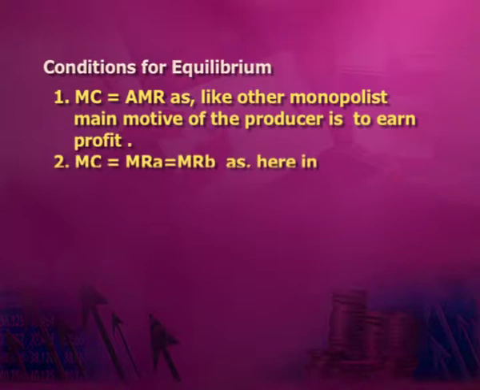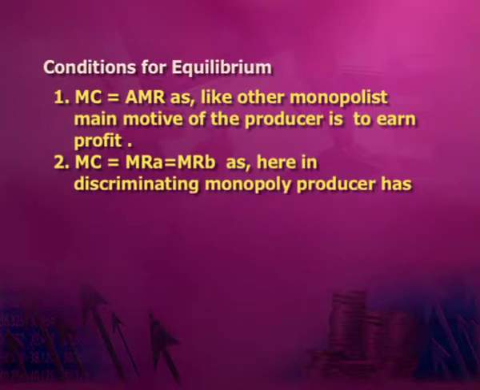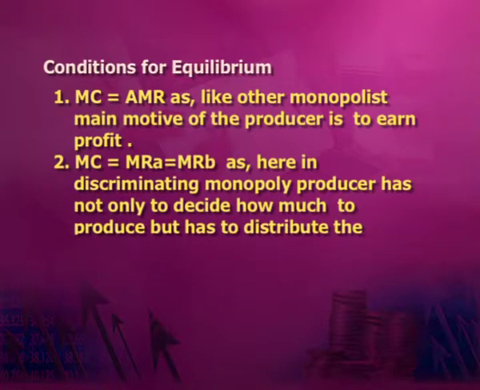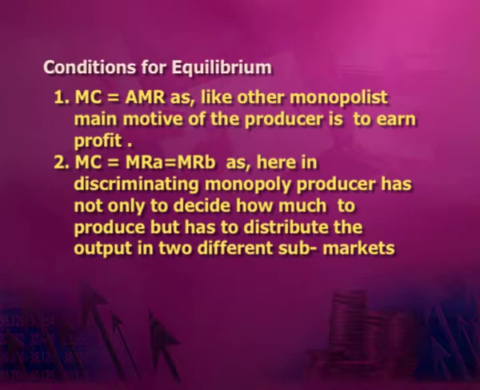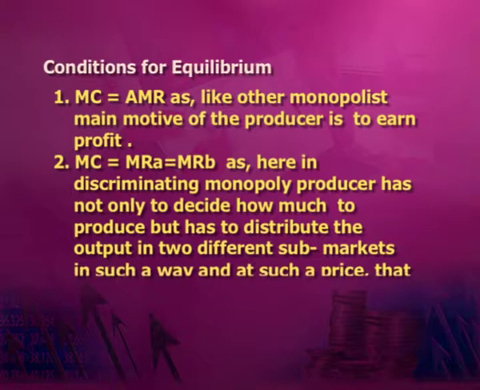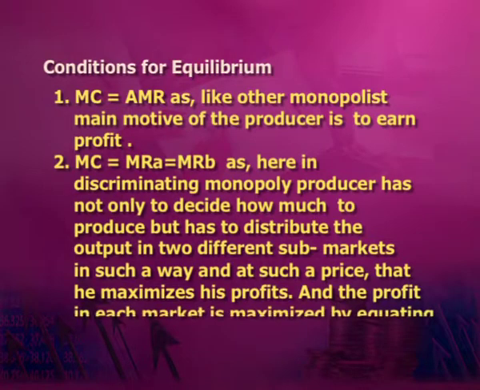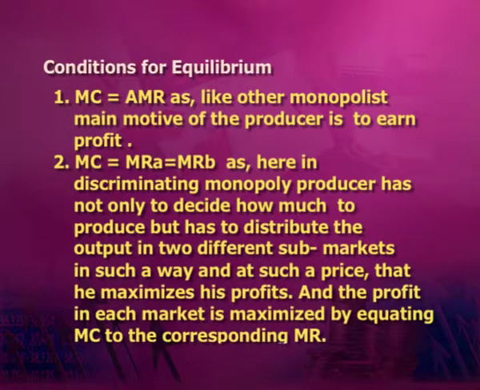Second, MC is equal to MRA, which is equal to MRB, as here in discriminating monopoly, the producer has not only to decide how much to produce, but also has to distribute the output in two different sub-markets in such a way and at such a price that he maximizes his profits. And the profit in each market is maximized by equating MC to the corresponding MR.